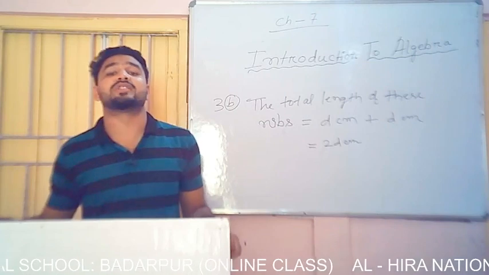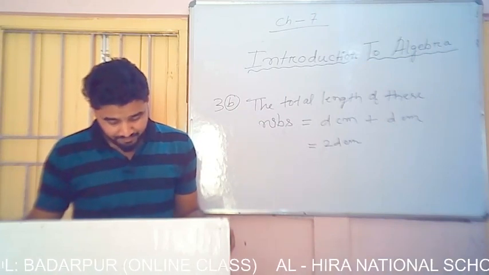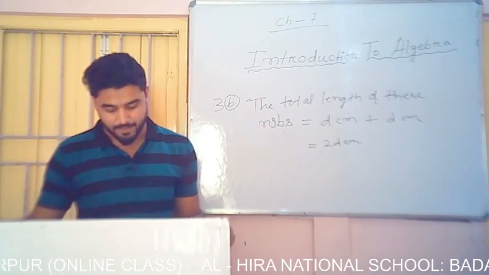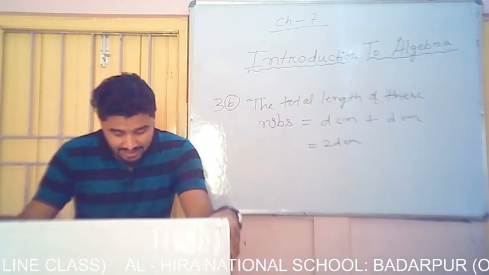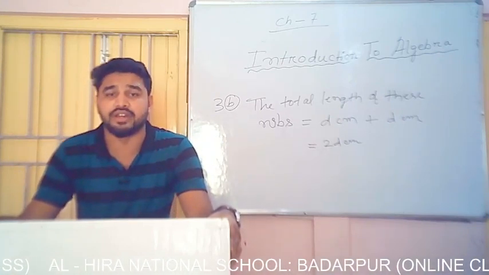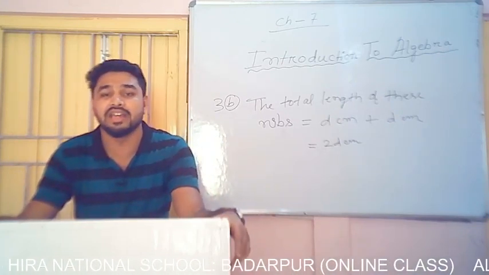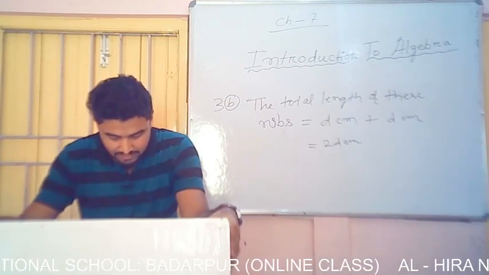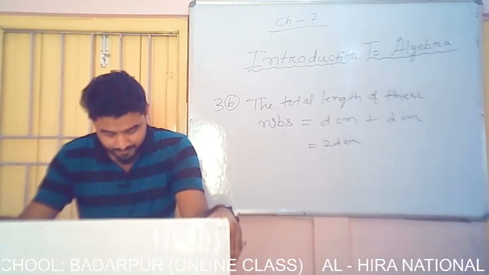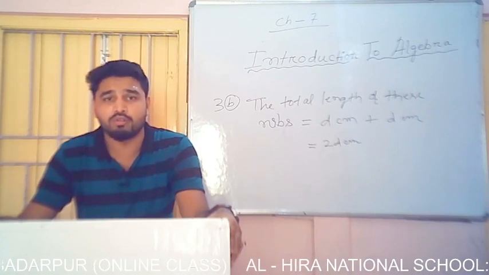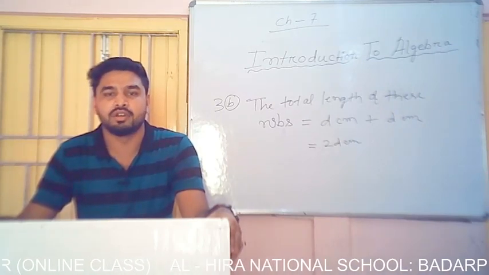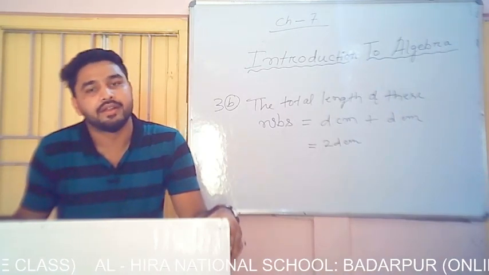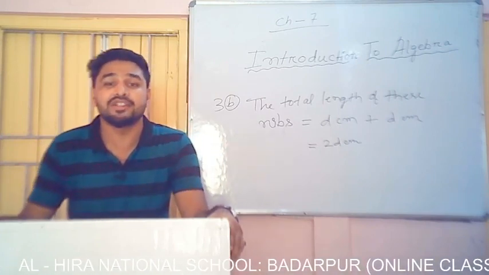Now come to question number 4A. Write the cost of each toffee. We have to find the cost of each toffee. The total cost of the 4 toffees is given as X paise. Then we have to find the cost of each toffee.